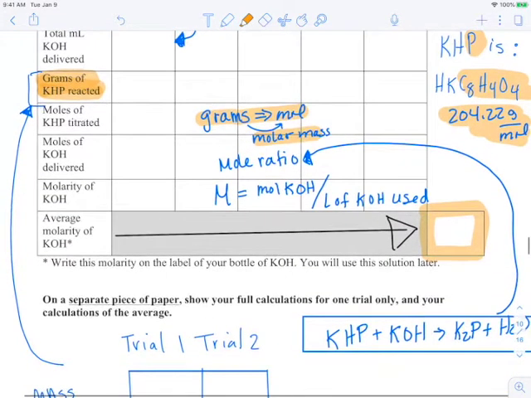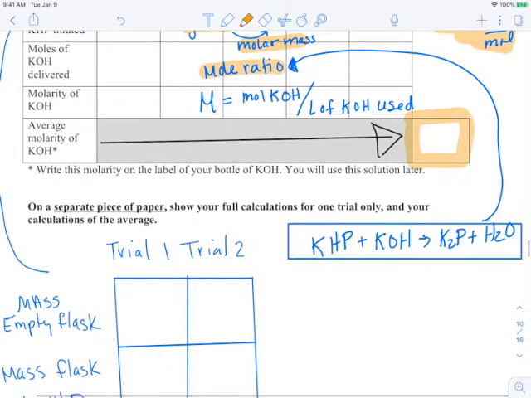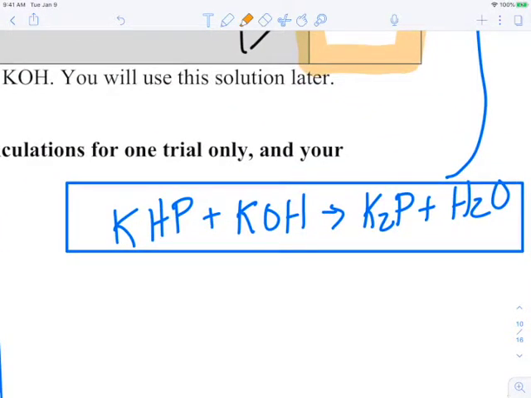Okay, so next up, moles of KOH delivered. Now we need to do a mole ratio conversion between KHP and KOH. And here is our chemical equation. This is a balanced chemical equation. So it is a 1-to-1 relationship between our KHP and our KOH.